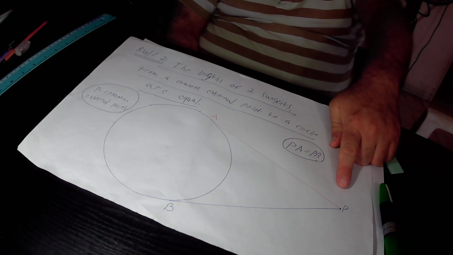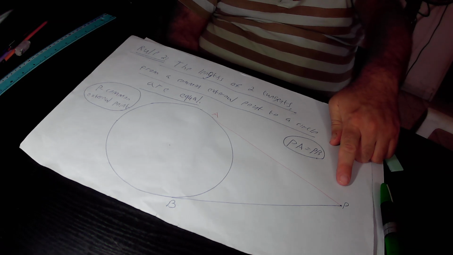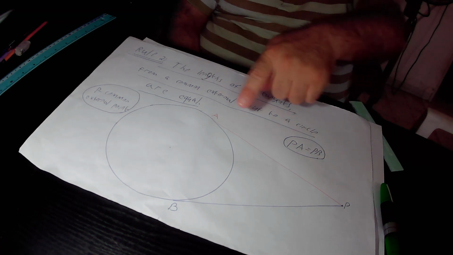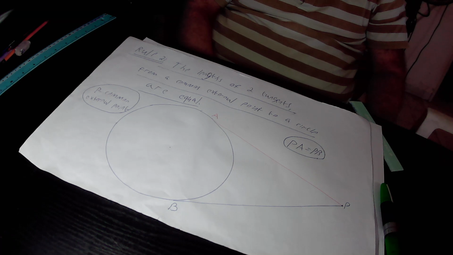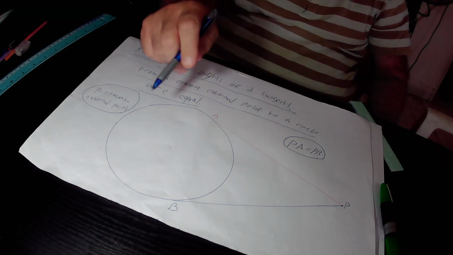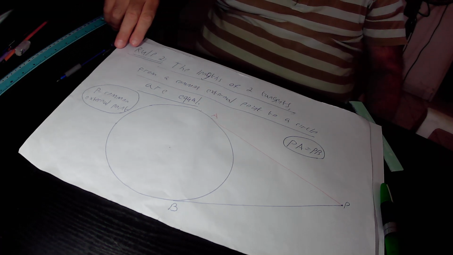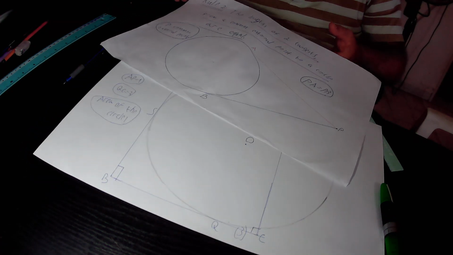On this common extreme point P, we have two tangents to this circle, tangent PA and tangent PB. And according to rule 2, they are equal to each other. That is to say, PA equals PB. As I already mentioned, we can implement rule 2 in our drawing.